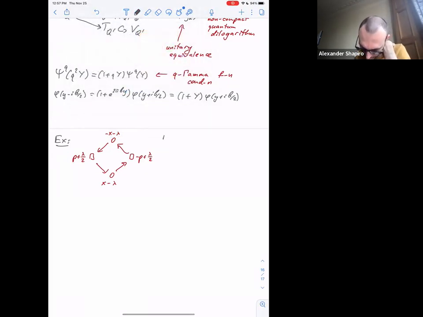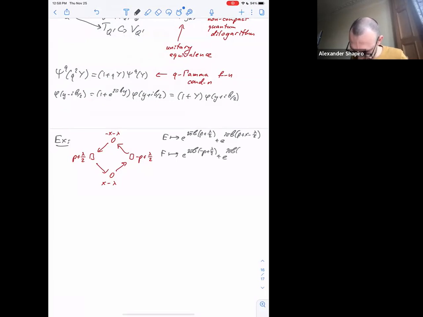Let me just write what the generators of the quantum group go to. So E goes to this guy plus the product of those. So E is e to the 2 pi b (p plus lambda over 2) plus e to the 2 pi b, and then the sum of these things, so it's p plus x minus lambda over 2. F goes to a similar thing: e to the 2 pi b (minus p plus lambda over 2) plus e to the 2 pi b, and then the sum of these things, so it's minus p minus x minus lambda over 2.